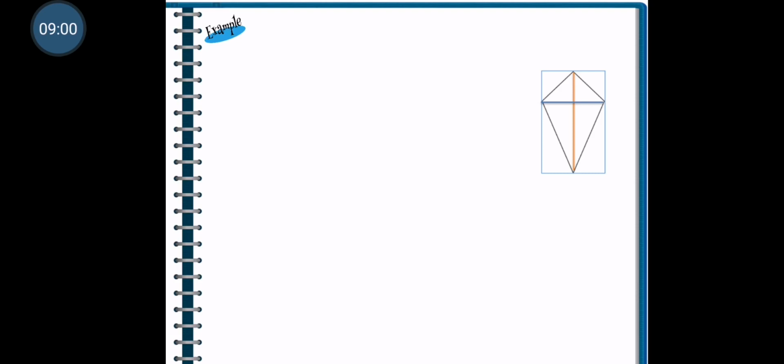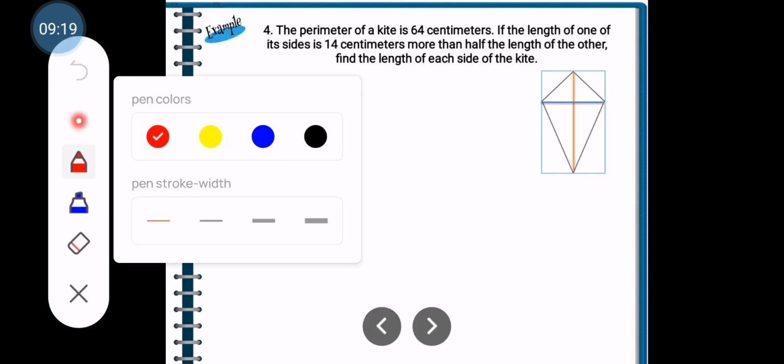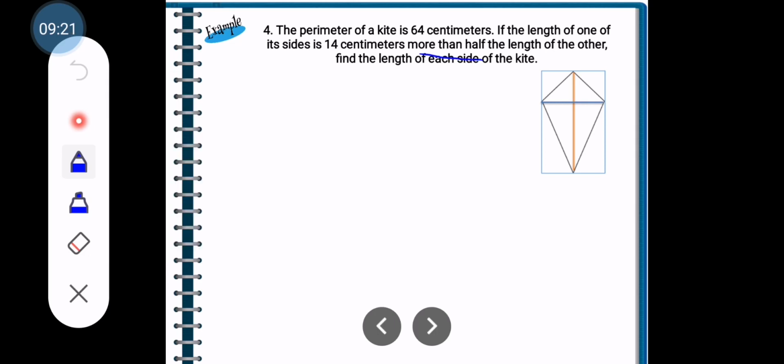Next, solving problems involving a kite. So, example number 1. So, ito yung illustration na ng kite natin. Supposed to be, ang perimeter daw ng kite is 64 centimeters. Ang length daw ng isang side is 14 centimeter more than half of the length of the other. So, find the length. So, ibig sabihin, meron ditong nawawala. So, lilinawin ko lang, kapag po more than, ang pagsusulat natin is pabalik. Kapag more naman, papunta dito. So, nawawala yung isang side ng ating kite.